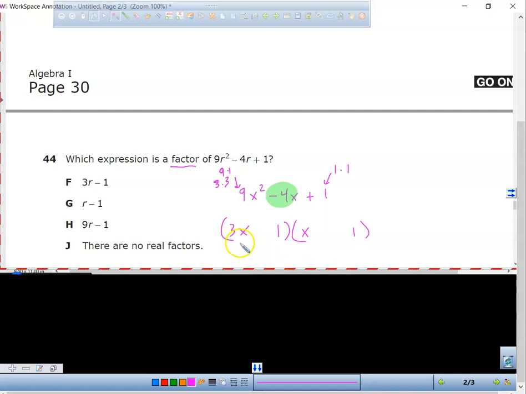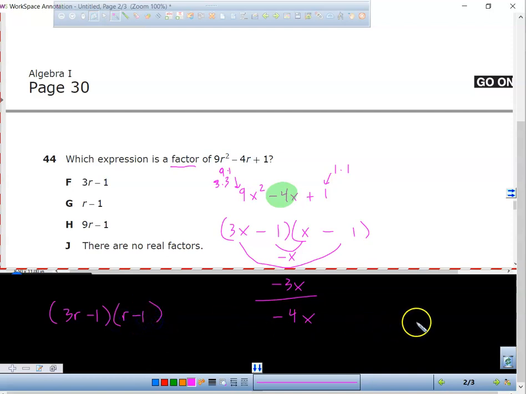All right. We're focusing on the outer products and the inner products. I want you to put a -1 and a -1. Now 3x times a -1 is a negative 3x. -1 times x is a negative x. If I add those together, I get negative 4x. So right now, my two factors, if I change them to r, would be 3r minus 1 and r minus 1. Okay?